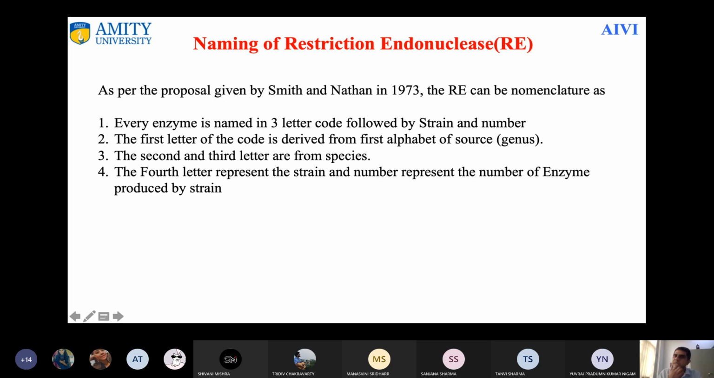So, as in the case of restriction endonucleases, they are isolated from bacteria. Depending on their species, and bacteria also have strains, you name accordingly.